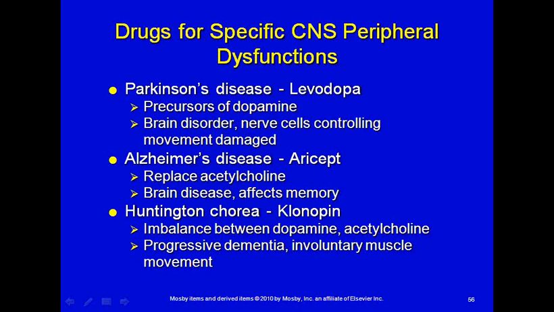Alzheimer's disease is caused by amyloid plaques that develop in the brain, and by replacing acetylcholine lost from the parasympathetic nervous system, there is an improvement in memory. Huntington chorea, the drug for that is Klonopin, and that's when you have an imbalance between dopamine and acetylcholine in the brain. It presents with a progressive dementia, but then also involuntary muscle movement along with the dementia.